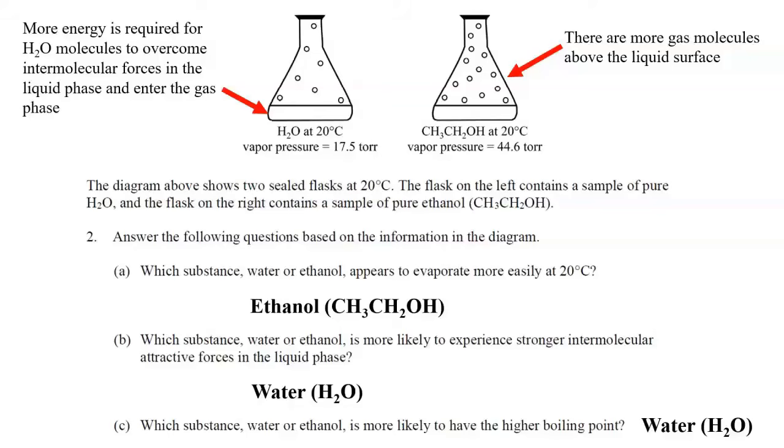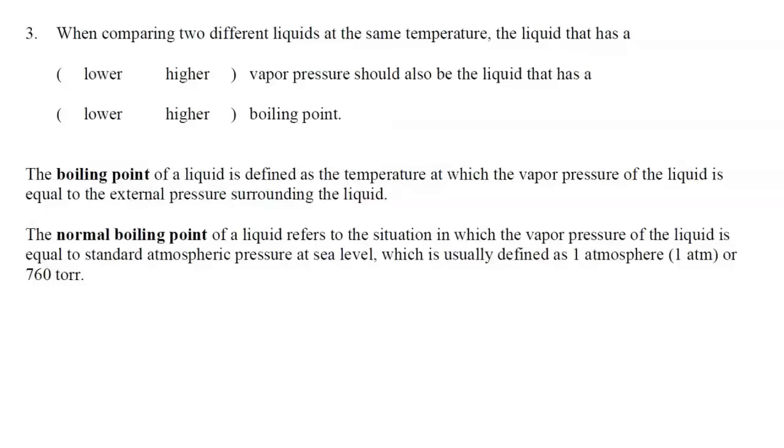Now there is this inverse relationship between the vapor pressure and the boiling point. Let's take a look at question 3. When comparing two different liquids at the same temperature, the liquid that has, so for example, water on the left had a lower vapor pressure, it should have a higher boiling point. But you could have answered question 3 in the opposite direction and still been correct. Focusing on the ethanol, ethanol had a higher vapor pressure and then should have a lower boiling point.